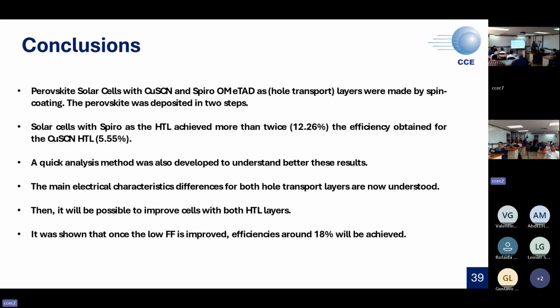The perovskite was deposited in 2 steps. In particular, solar cells with the spiro obtain better efficiency in comparison with copper-tungsten atom. A quick analysis method is useful to develop and better understand the results, and the main electrical characteristic differences for the hole transport layers are now understood. It's possible to improve the solar cells with both hole transport layers. And it was shown that once the low fill factor is improved, an efficiency around 18% will be achieved.